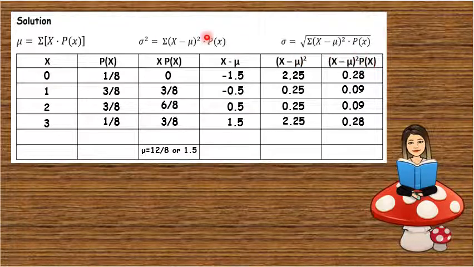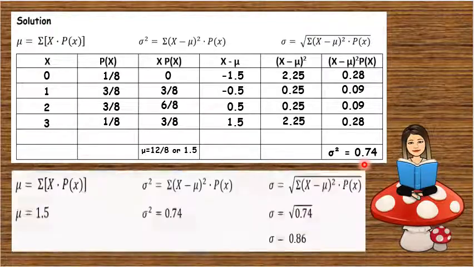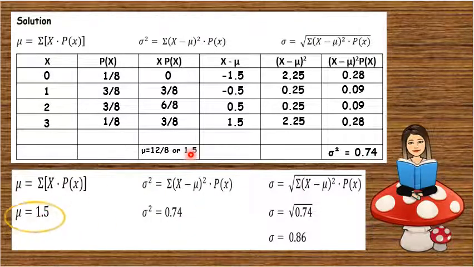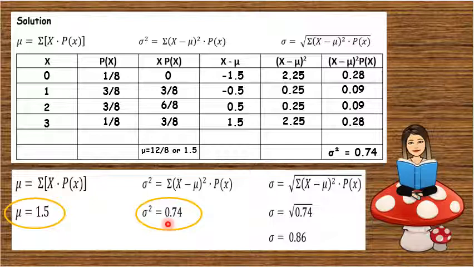Again, ito na yung formula ng ating variance. Kailangan na lang kunin yung sum or the summation. So, ang ating variance is 0.74. So, again, ang mu natin is 1.5. Ang variance natin is 0.74. Again, to get the standard deviation, kailangan lang natin kunin ang square root ng ating variance. So, the square root of 0.74 is 0.86.